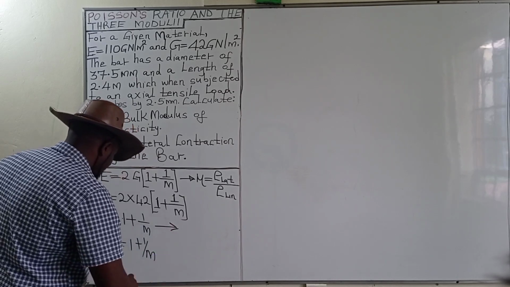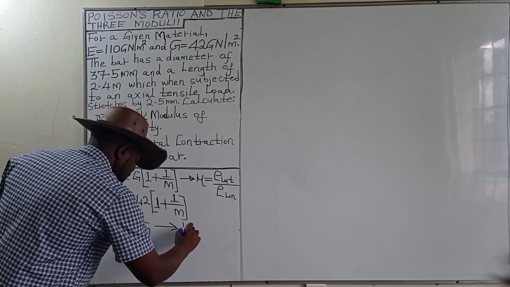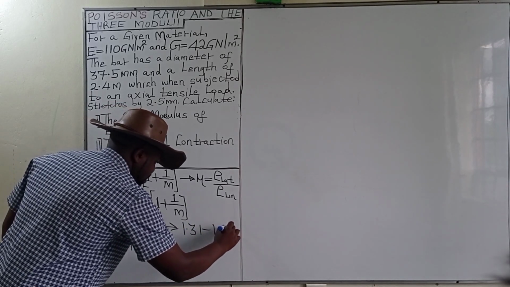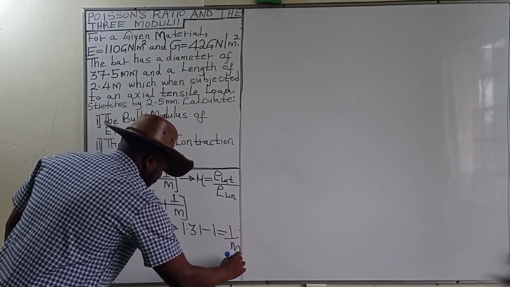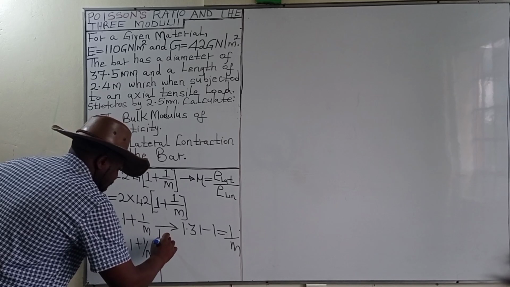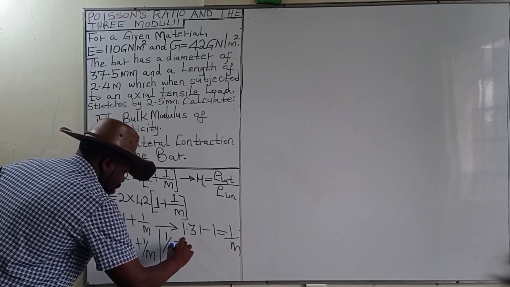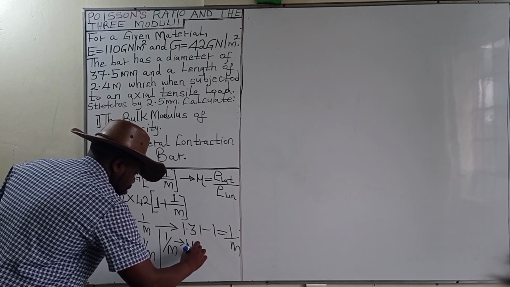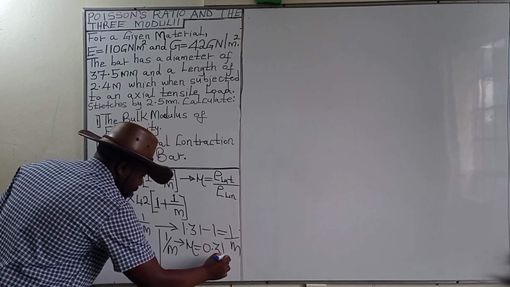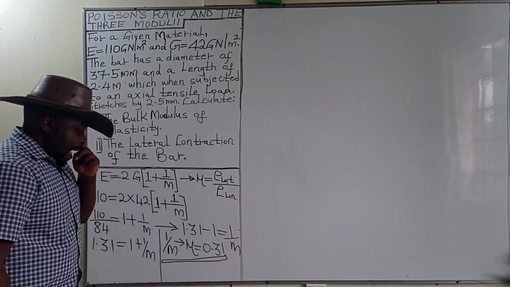This one is going to lead us to take 1 to this side of the equal sign. We are going to have 1.31 minus 1 is equal to 1 over m. 1.31 minus 1, that is 0.31. Therefore, 1 over m, which in this case is the Poisson's ratio, is equal to 0.31. So 0.31, that is the Poisson's ratio.